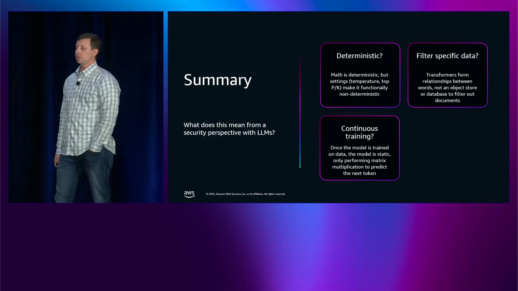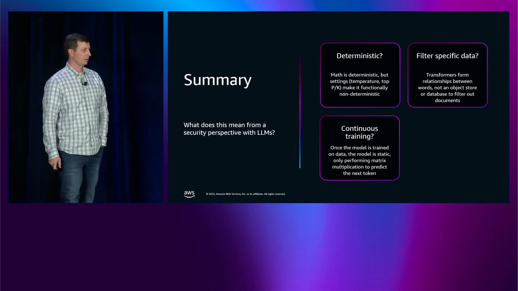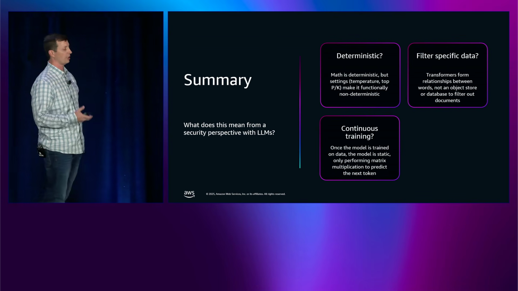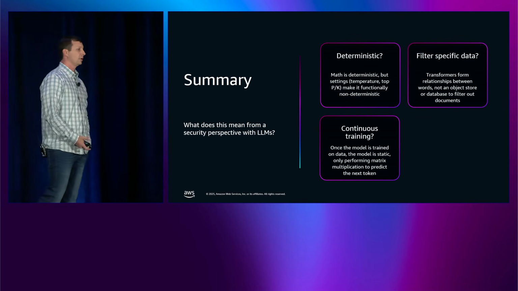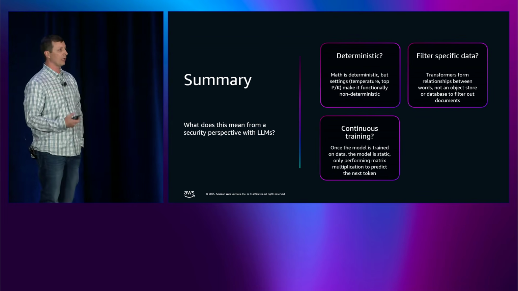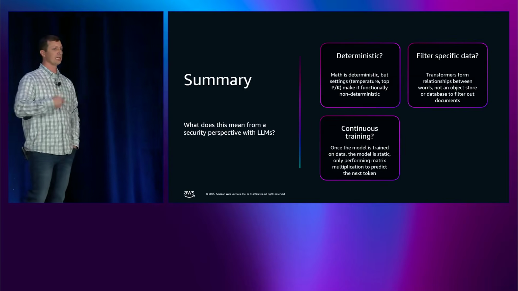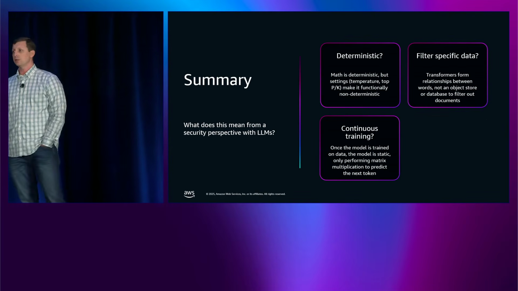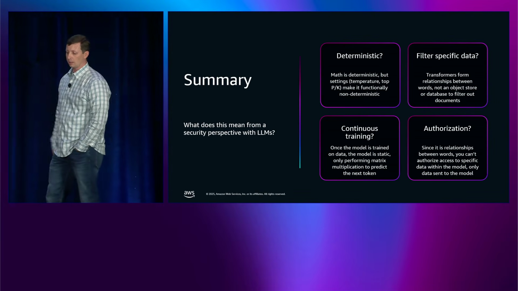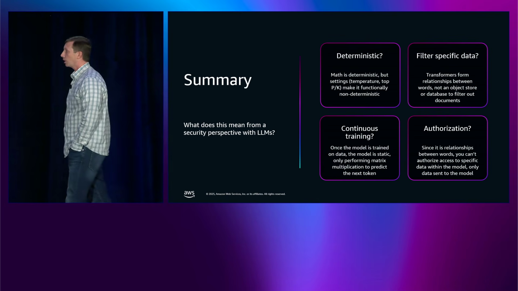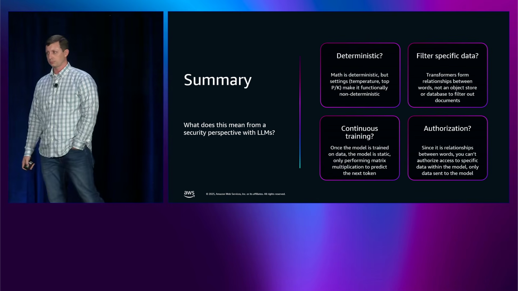Do models do continuous training? The answer is no. Once you actually train a model, the model is static. Doesn't matter what you put into it. All it's doing is just matrix multiplication to predict an output. It doesn't do continuous training on your data. And we talked about this at length. There's no authorization that exists in the model.